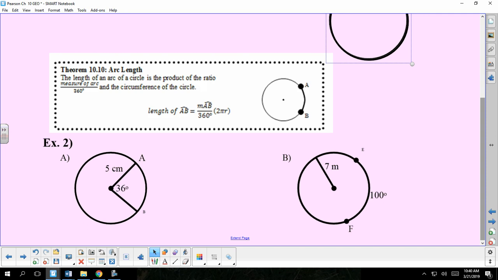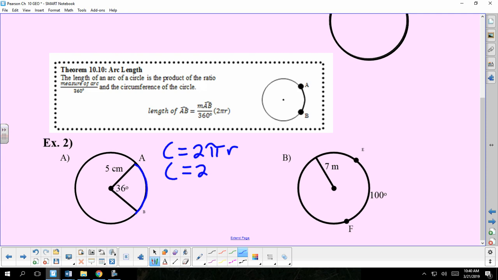So I want to figure out the length of AB here. So I want to find the circumference. I have the radius. So circumference is going to be 2 pi r. The circumference of this circle is 2 pi times 5. Our circumference is 10 pi.